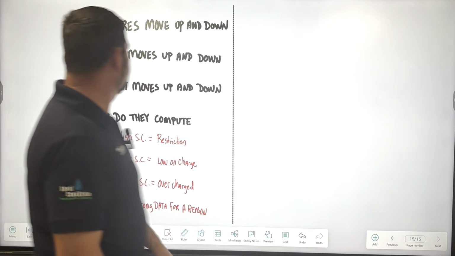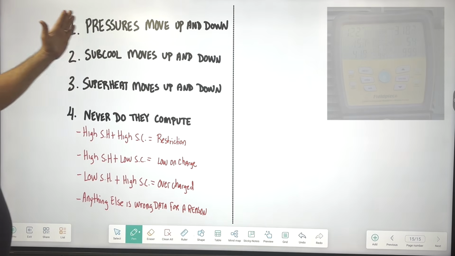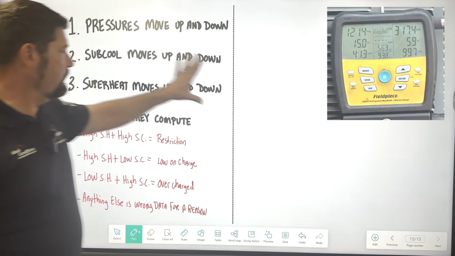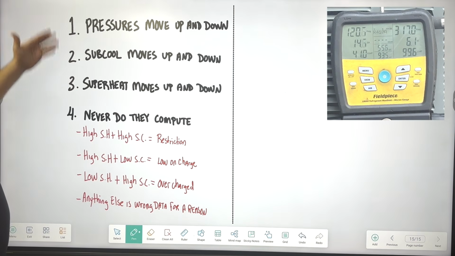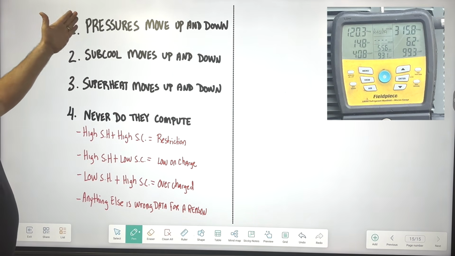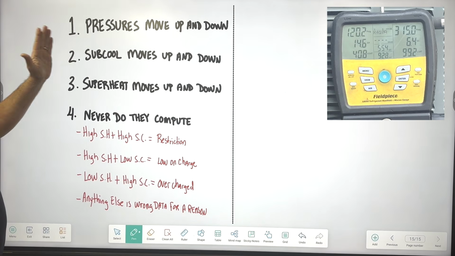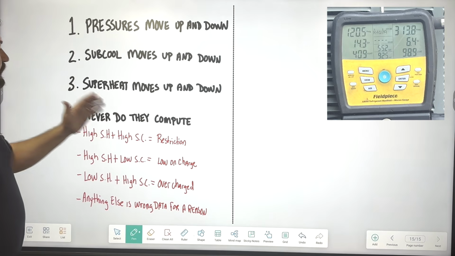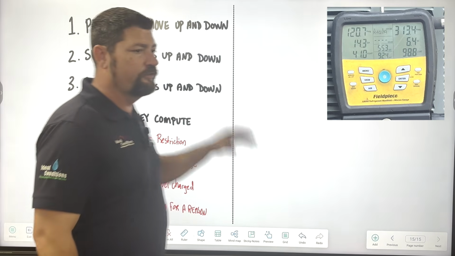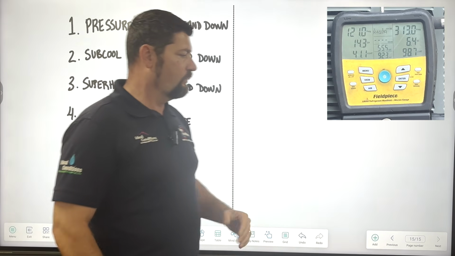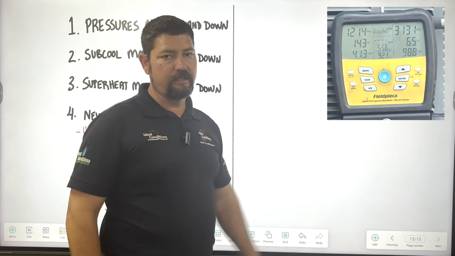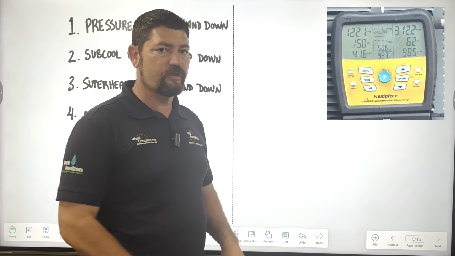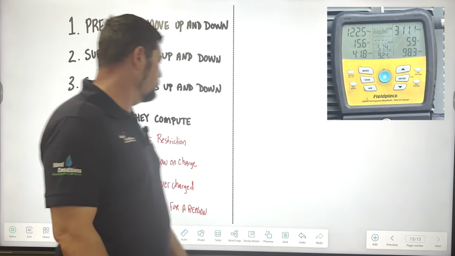And then let's just get on to it. If you were to look at the video again, I'm just going to let you watch that and leave this up here just to explain these four things. Pressures are moving up and down. Your subcool moves up and down. Your superheat moves up and down. And they never compute. When you're in that situation, you have non-condensables, and there's only one way to fix that, and that's to start all over again with new refrigerant, a nice dry circuit, new dryers, everything.